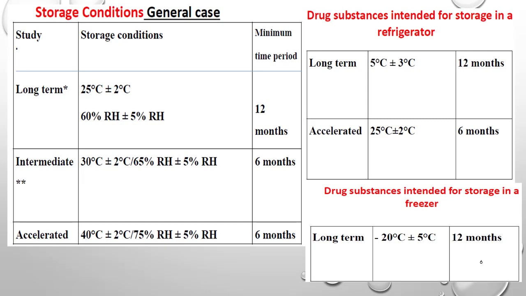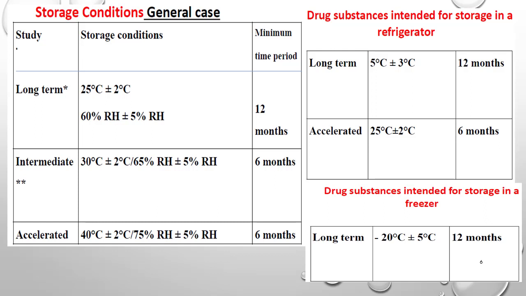Now storage condition. What are the storage conditions we need to give for our product? What we are going for, getting permission from ICH. So we have made it into 3 different tables. First, storage condition in the general case. Next, drug substances intended for storage in the refrigerator, and drug substances intended for storage in the freezer.